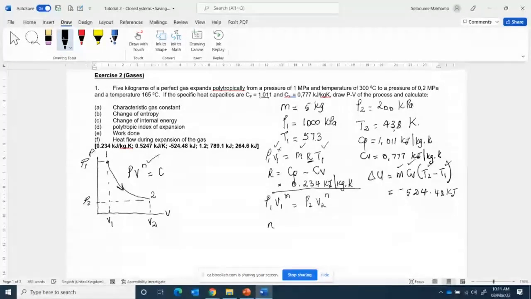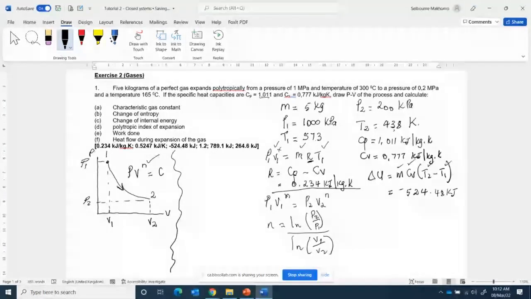Ultimately, with your mass 1, N is equal to ln of P2 over P1 divided by ln of V1 over V2. We have P1 and P2, but we don't have the volumes. The volumes are not given. We have to calculate them. How do you calculate the volumes?